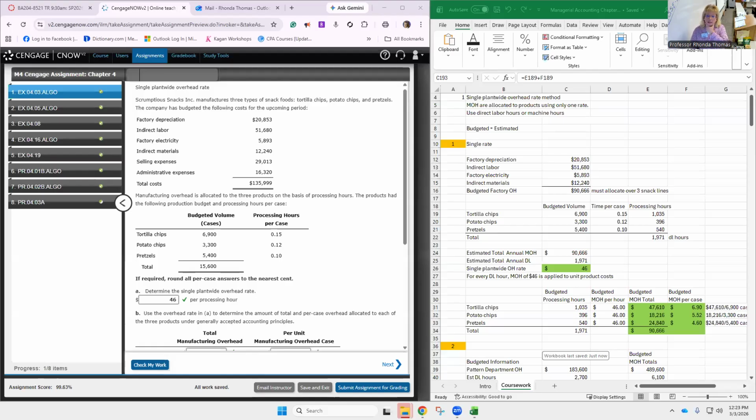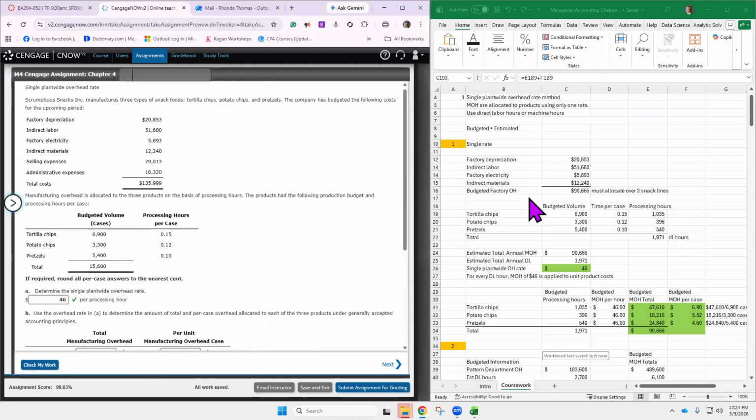This chapter compares manufacturing overhead methods. We want to understand how to allocate overhead to a certain department or a certain line of products, and then we want to make sure that we know how much each unit gets of overhead.